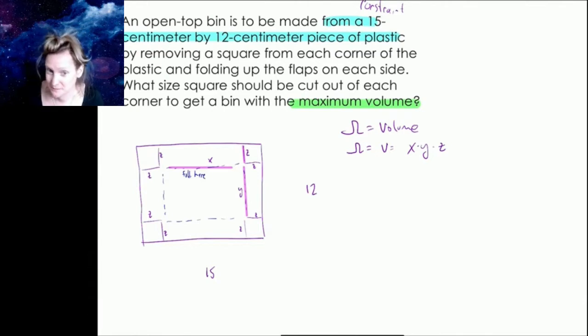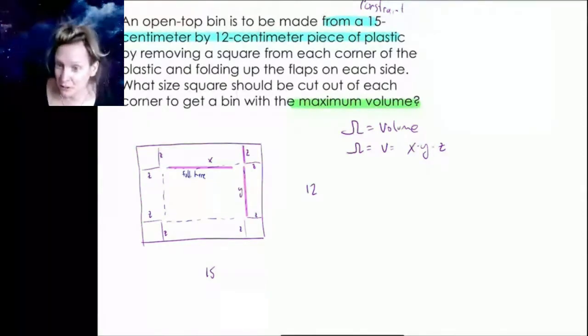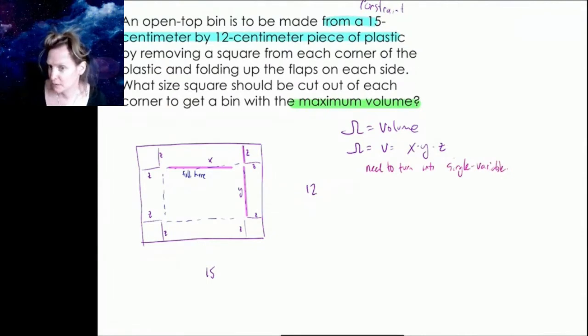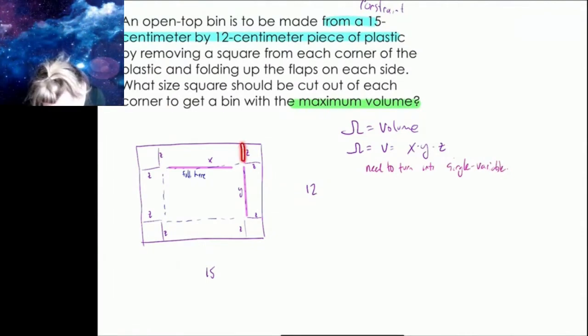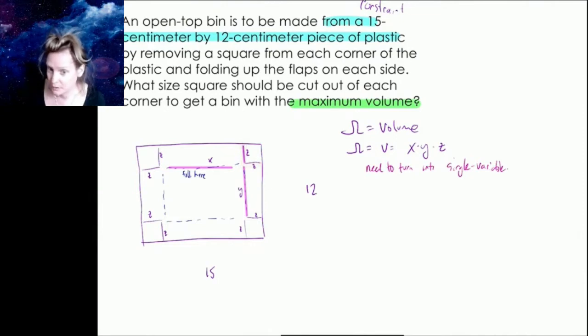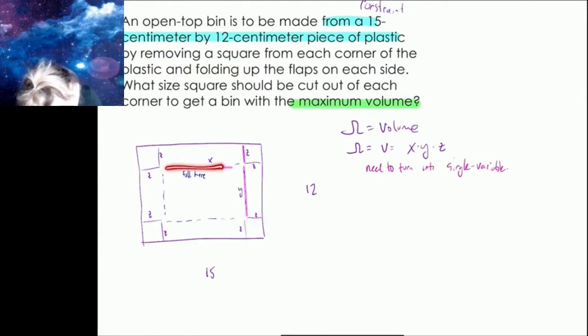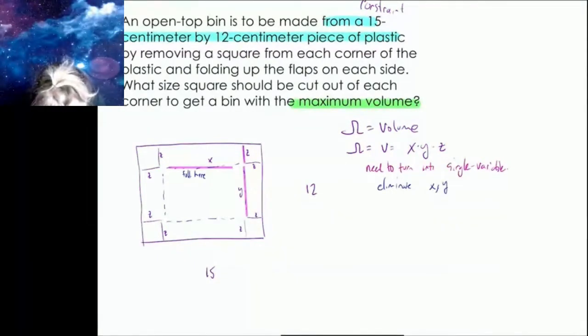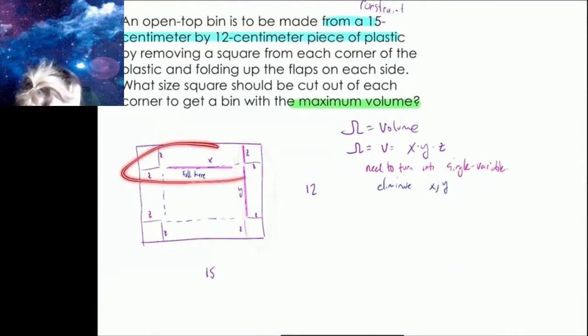It's three variables, right? Writing down the volume x times y times z was pretty easy, but now we've got to get to a single variable. So we need to eliminate two variables. I don't think I can eliminate z because z is the control variable. Z is what I'm setting. Probably could eliminate z, but it'd be a lot of work, and I don't think that we should do that. I think we should eliminate x and y. So we want to find a relationship between y and z and between x and z.